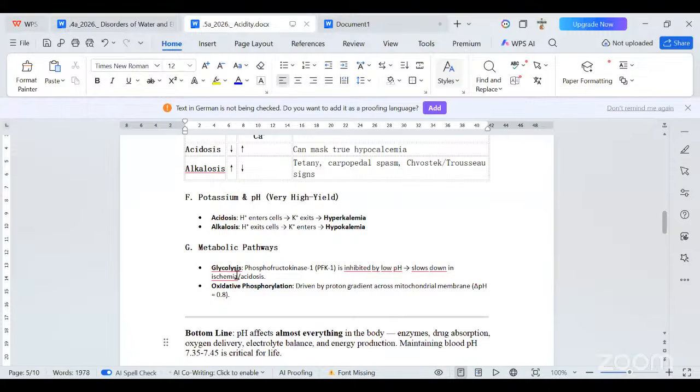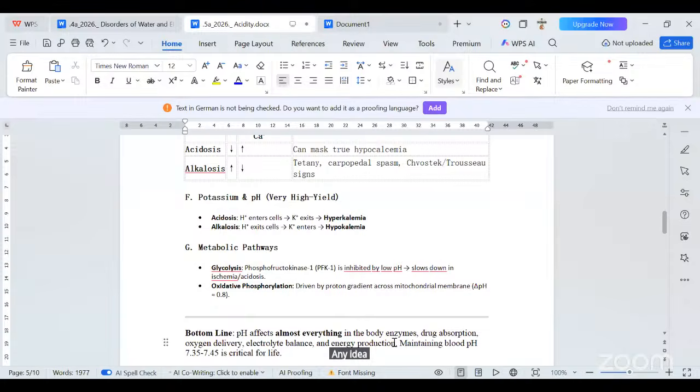It's important to note that pH affects almost everything in the body: enzymes, drug absorption, oxygen, electrolyte balance. So maintaining the blood pH is crucial for life. Now, how do we maintain blood pH? Who can help us? How can one maintain his blood pH? Any idea?